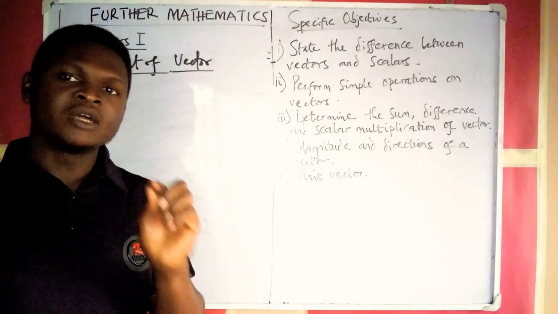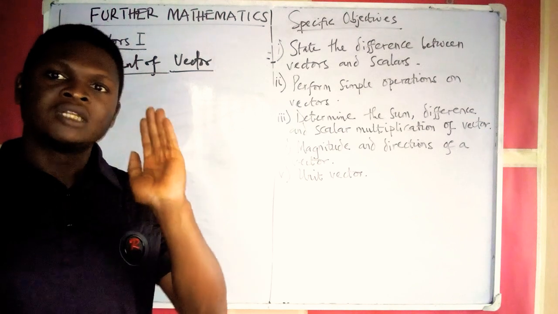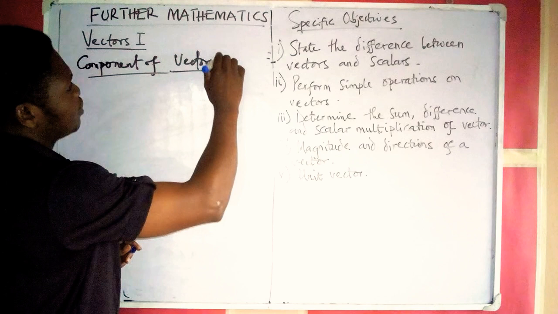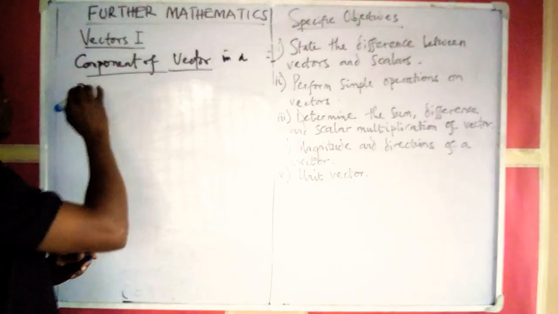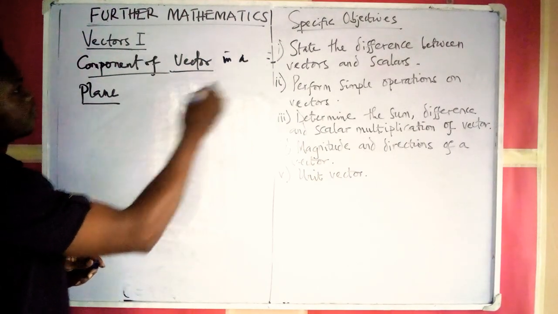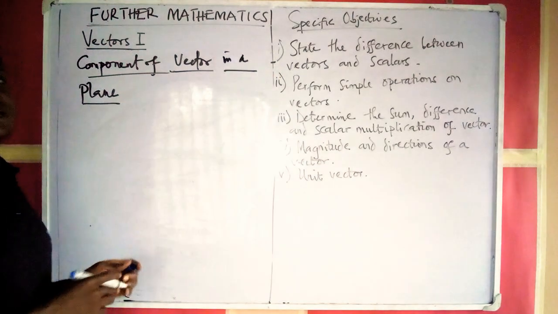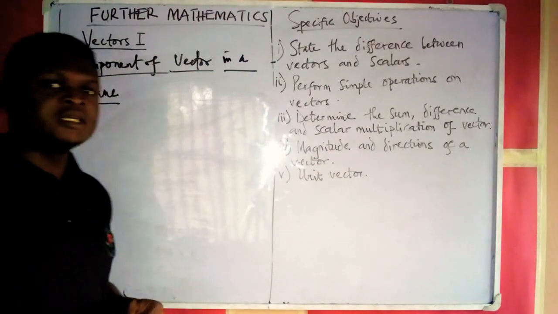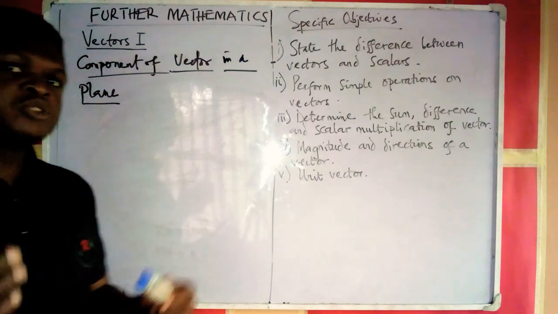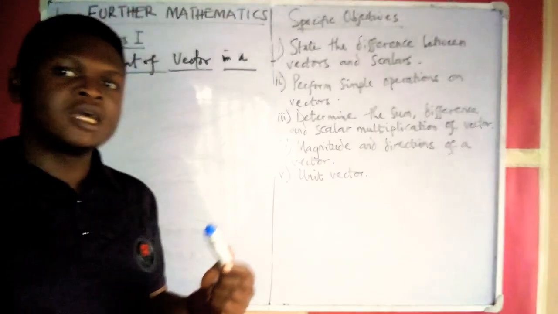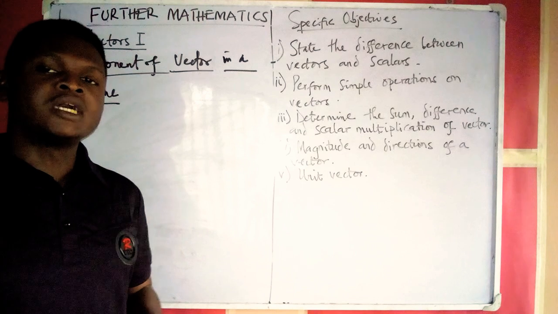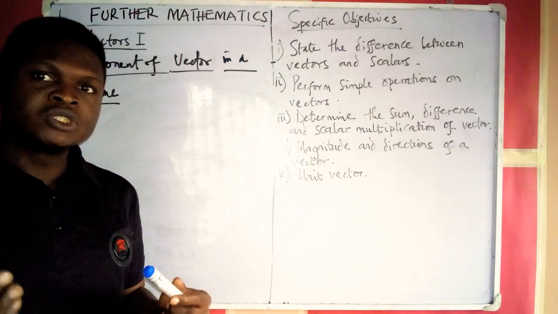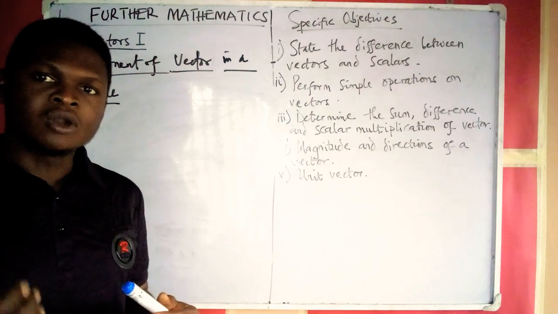But in this case, we are going to talk about the components of a vector in a plane, because that's what we are expected to talk about at this level. Now, talking about components of a vector in a plane, I said that it's been a custom that vectors should be resolved into two perpendicular components. Which components are we going to talk about here? That's the horizontal and the vertical components.